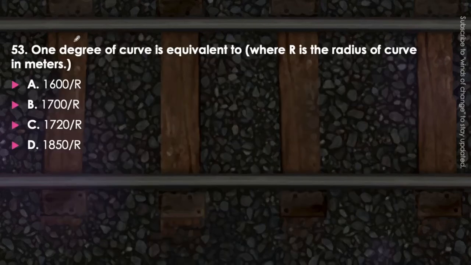Next question. 1 degree of curve is equivalent to, where r is the radius of curve in meters: 1600 by r, 1700 by r, 1720 by r, or 1850 by r.